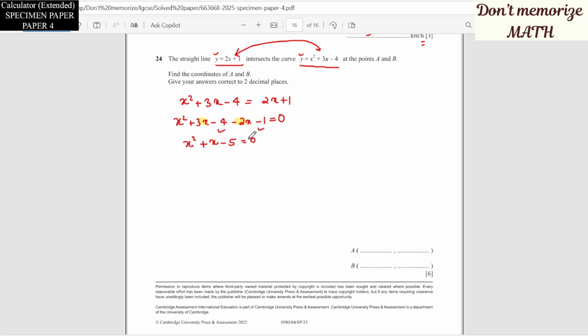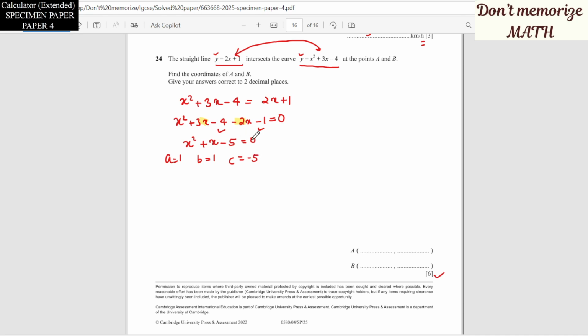Now see the marks, it is 6 marks. If the sum is 1 and the product is minus 5, it is not possible to factorize it and find the value of x, so we have to use the quadratic formula. A is the number with x square, this is the same as 1x square, so a is 1. B is the number with x, so b is also 1. C is the constant number, that is minus 5.